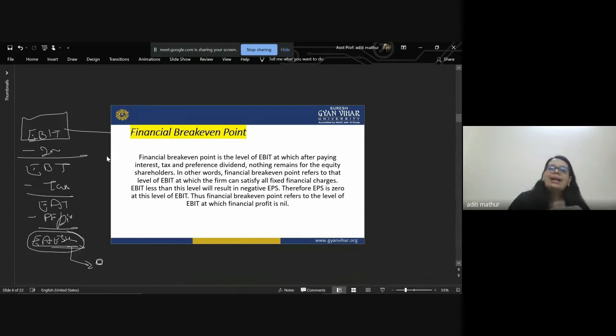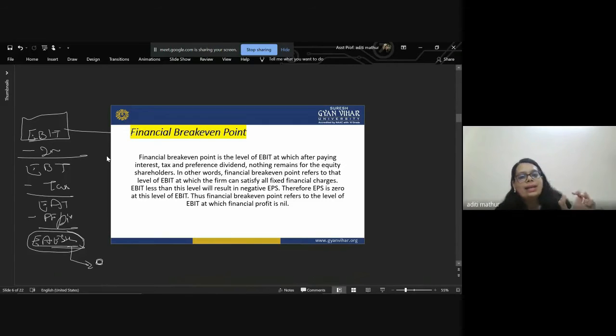That means it is that level at which you cover up all your fixed interest type expenses, right? So you are able to pay your interest, you are able to pay your tax, you can even pay your preference dividend if there, but you will not have anything left for your equity shareholders, right? So in other words, financial break-even point is that level of EBIT at which firms can satisfy all the fixed charges, right?